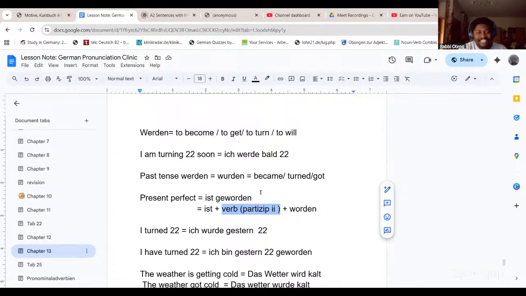So, das Bild wird gemalt. If you want to say the picture became painted, then: das Bild wurde gemalt. Now I want to say the picture has become painted. Then: das Bild ist gemalt worden. Okay, then with the stative passive, we want to say, oh, the picture is painted. Then: das Bild ist gemalt.